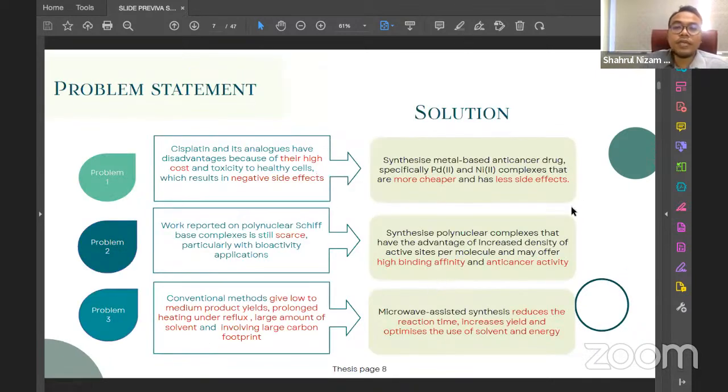Okay, why do we do this? Because of cisplatin. Who knows cisplatin? I think everyone knows what cisplatin is, right? Anyone? Do you know what cisplatin is?